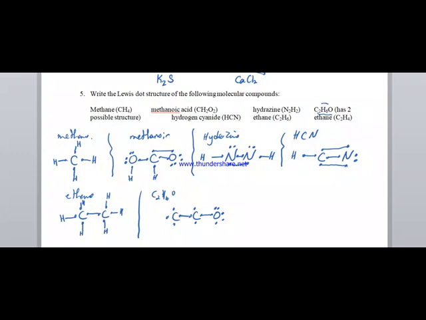The other, we have 6 hydrogen: 1, 2, 3, 4, 5, and 6. So there are these 6 single dot electrons here: 1, 2, 3, 4, 5, and 6. They correspond to the electrons shared with hydrogen. So we have these electrons shared to hydrogen atoms, hydrogen 3, 4, 5, and 6.